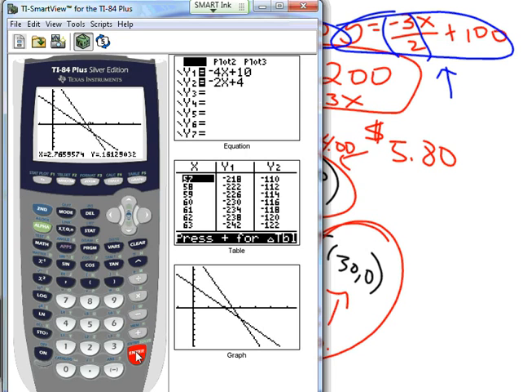That's weird. Okay, hit the graph again. Second, calculate, intersect, enter, enter, enter. That's the answer. I don't know what you did before, but that's the right answer.